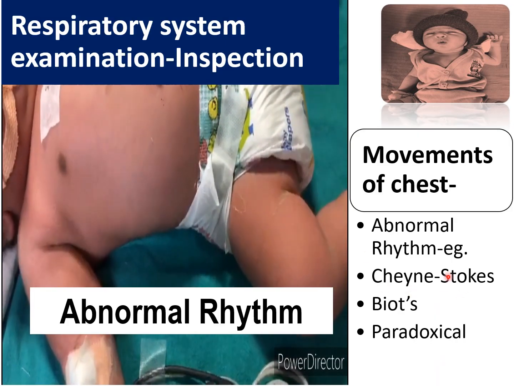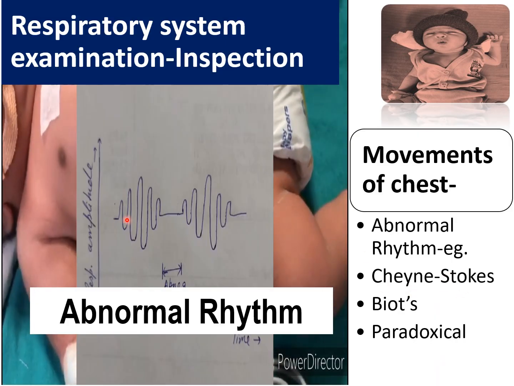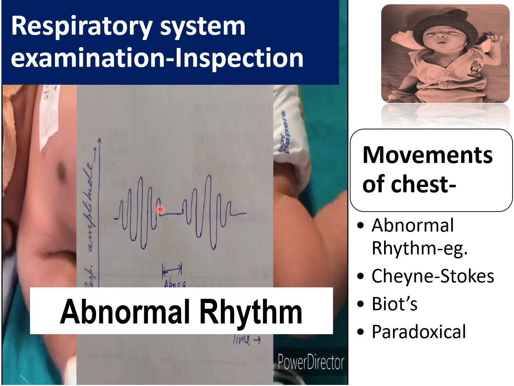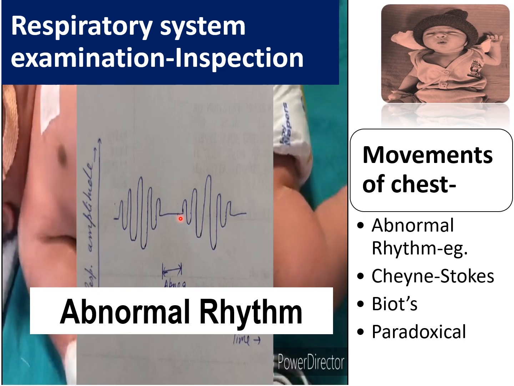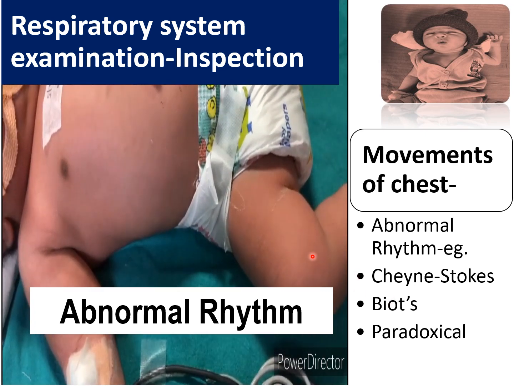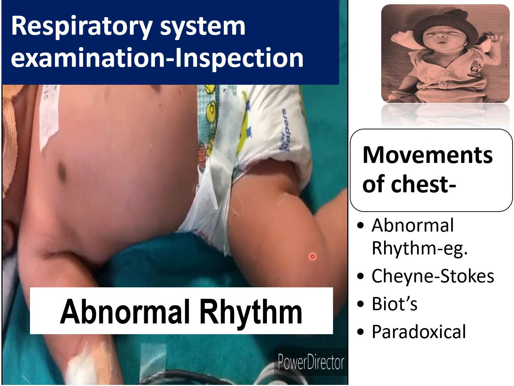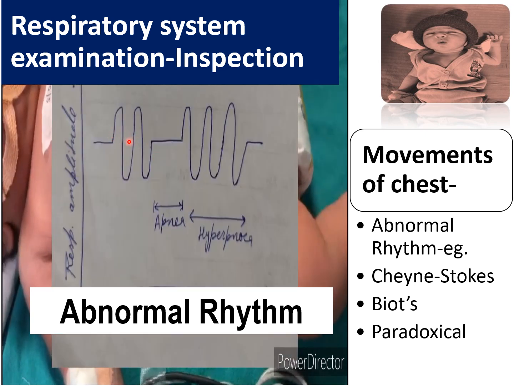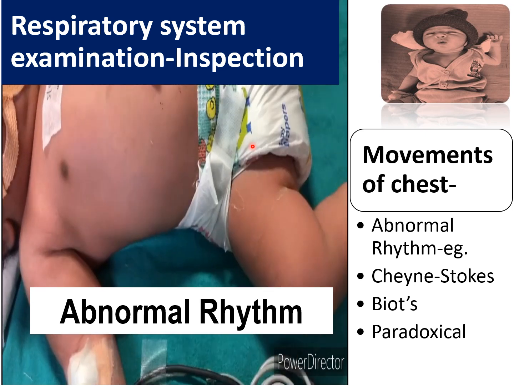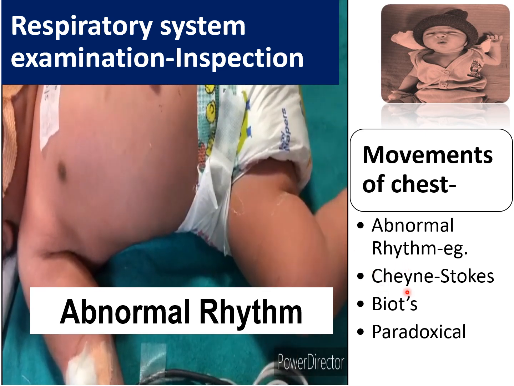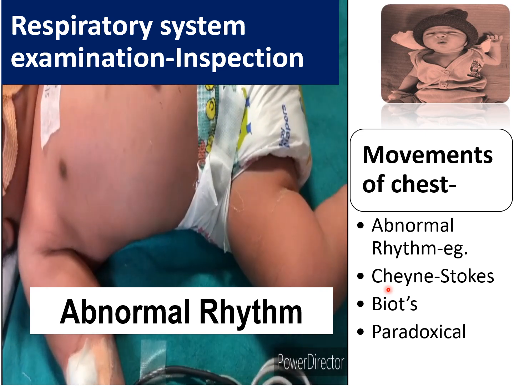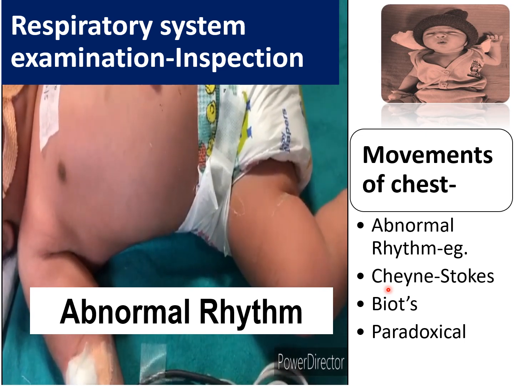In Cheyne-Stokes breathing, the baby is having gradual hyperpnea. Again, there is gradual hypopnea, then followed by apnea. And in Biot's breathing, the baby is having hyperpnea. You can see in this image hyperpnea, then again it is followed by apnea, again hyperpnea, then apnea. Both Cheyne-Stokes and Biot's breathing are seen whenever there is raised ICT because of CNS lesion or CNS pathology or infections.